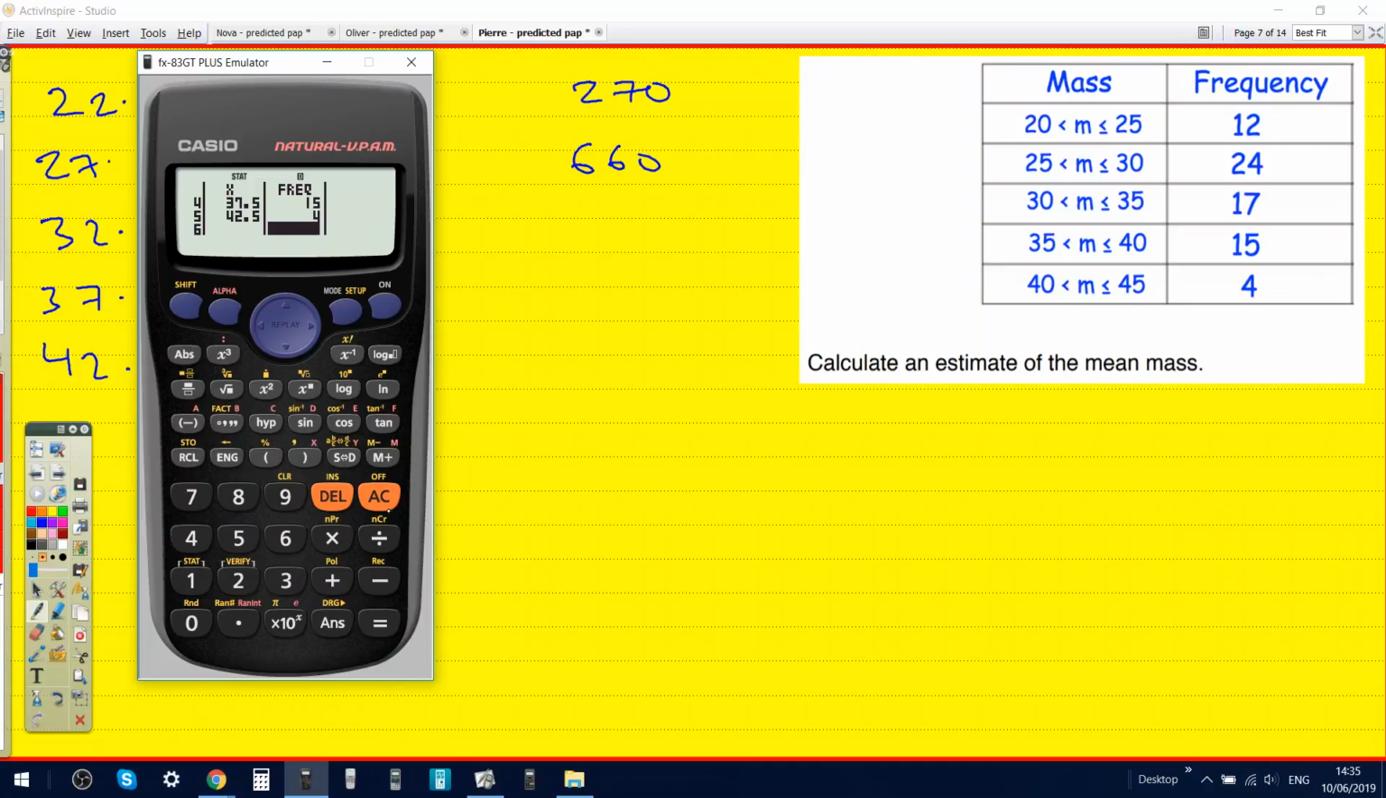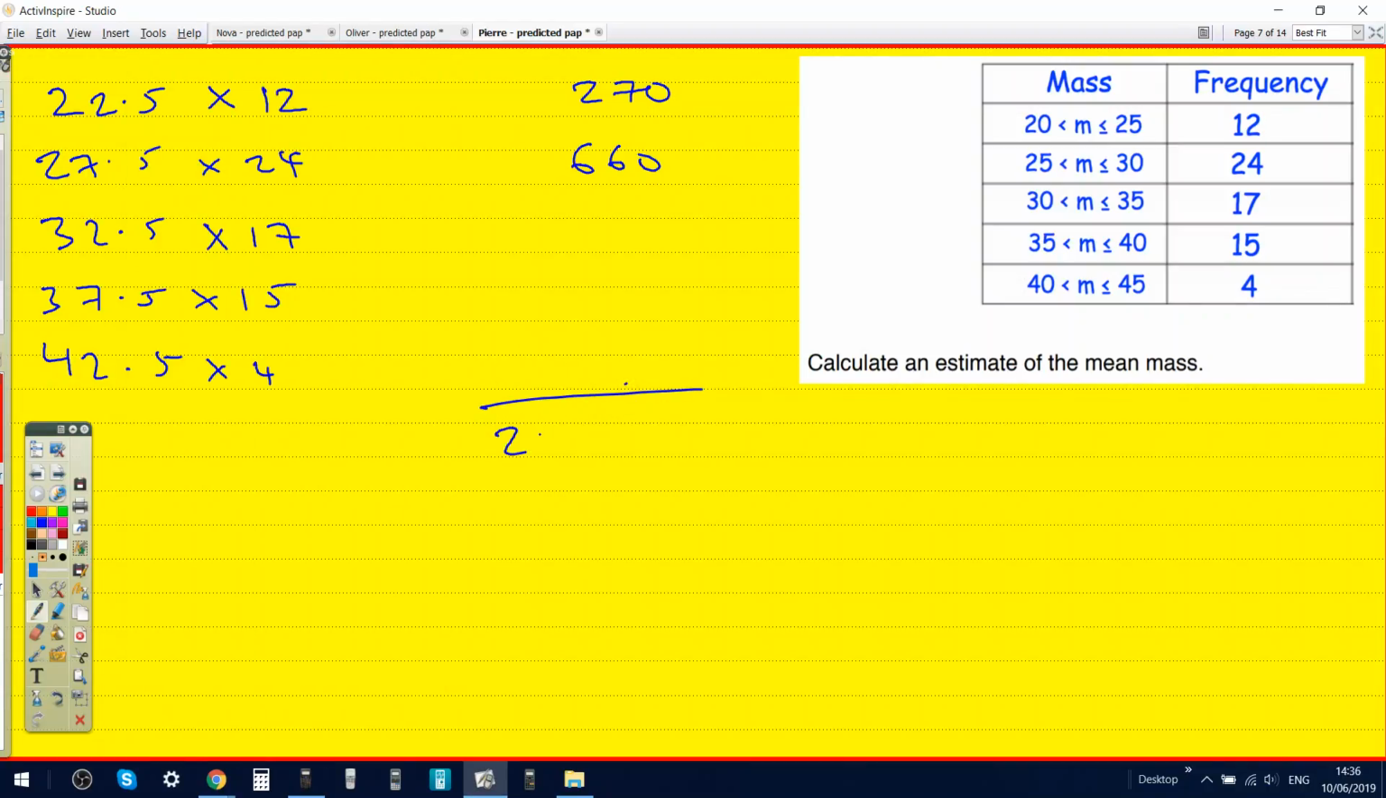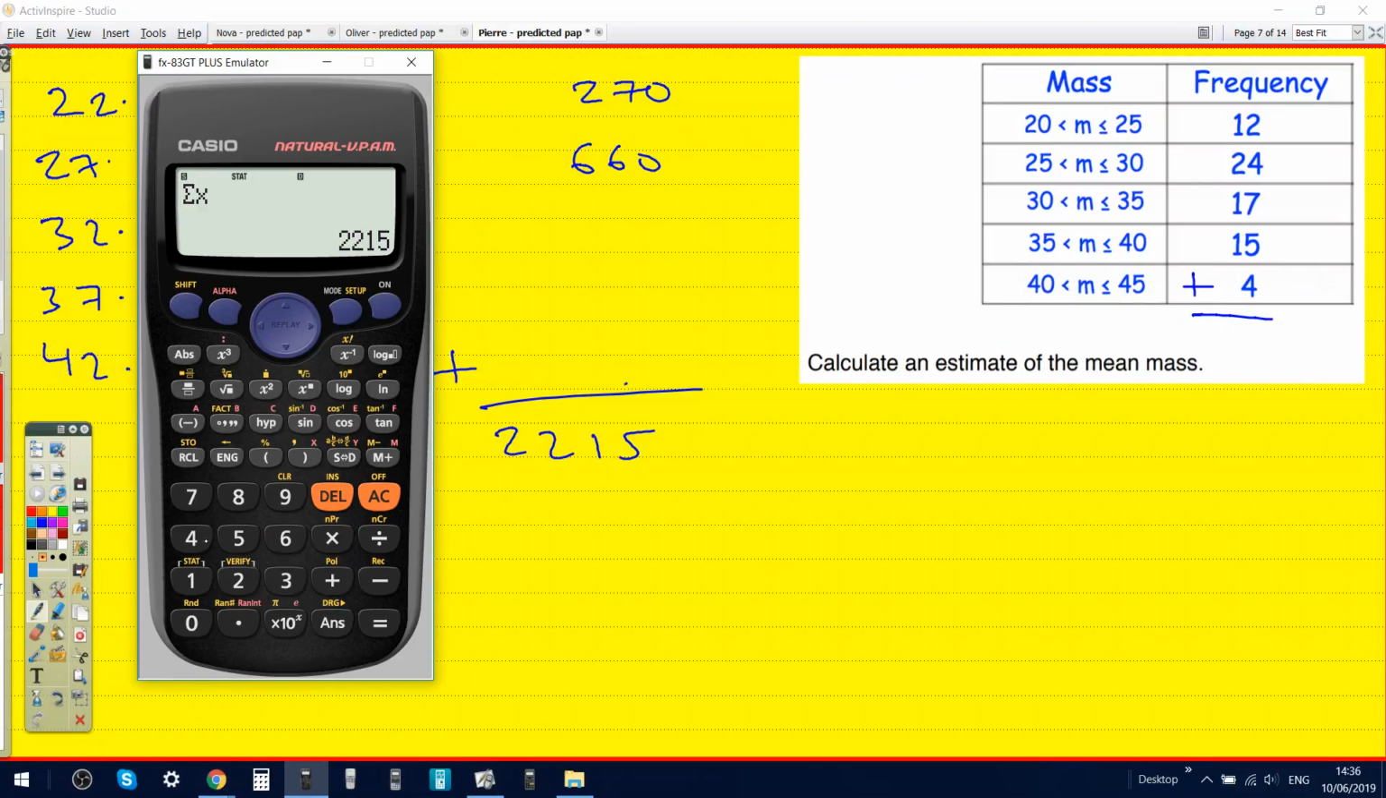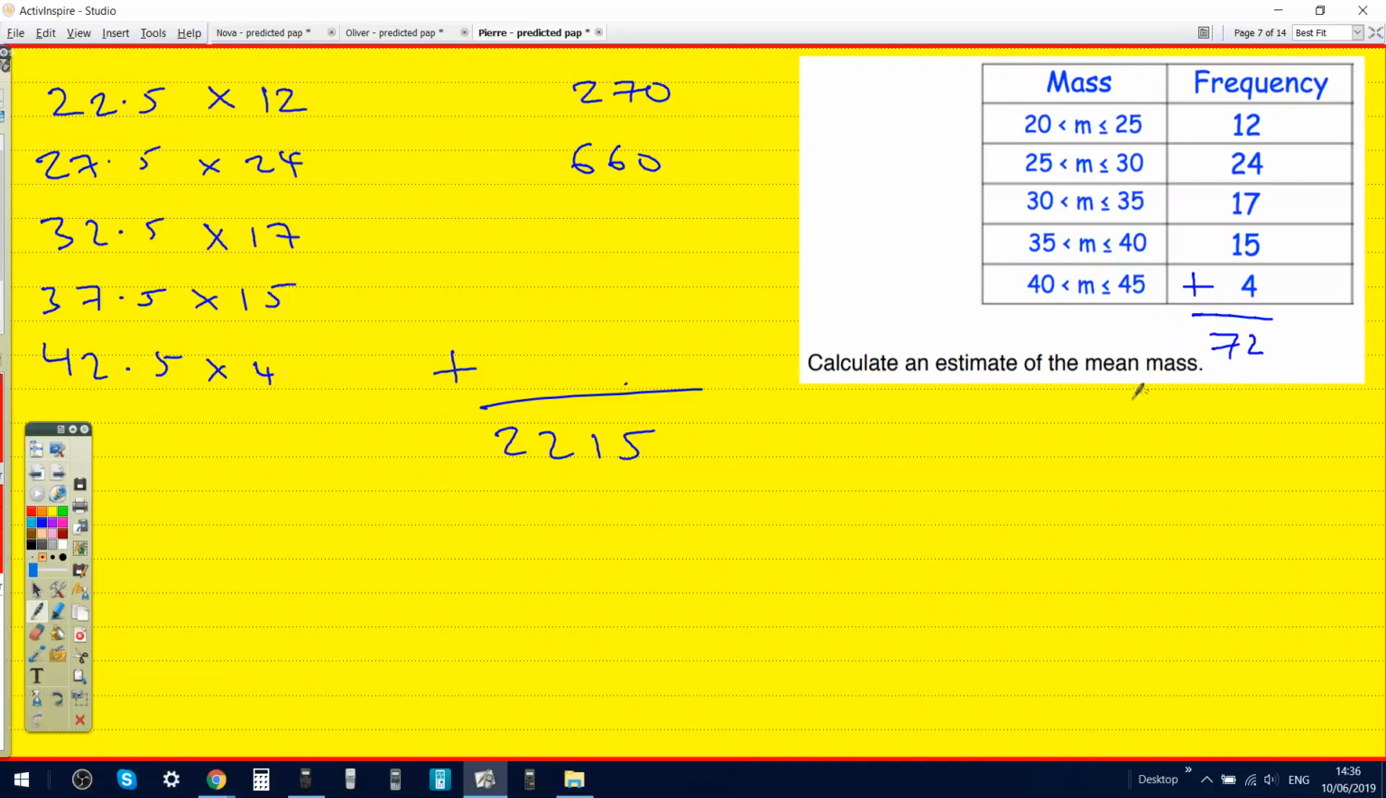Times the frequency. We've done that. So you divide it by something. I can't remember which. You divide by the total frequency. Oh, right. Okay. Which is 12 plus 24 plus 17 plus 15 plus 15, which is 72. So that's 72. And so what's your estimated mean?